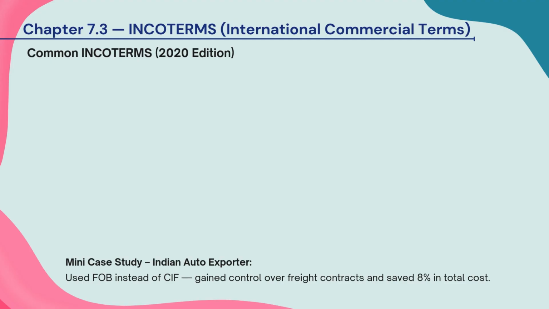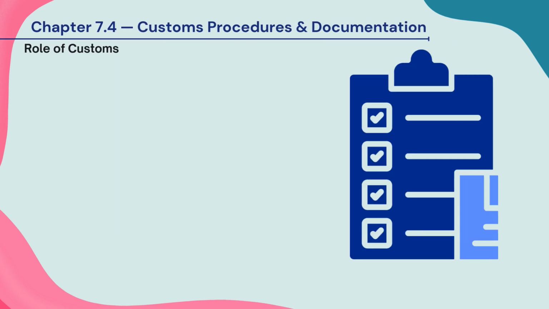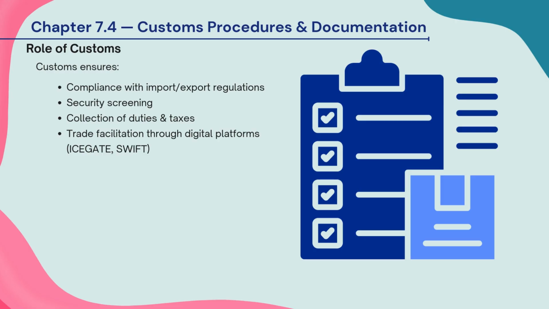This slide explains how companies choose the most suitable Incoterm. The decision depends on factors like the buyer's logistics capability, the strength of the trade relationship, and how much risk each party is willing to take. Cost and insurance responsibilities also play a big role in deciding which Incoterm provides the best balance of control, cost, and safety.